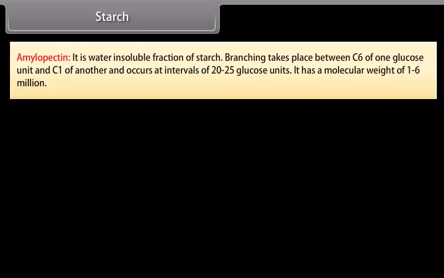Amylopectin. It is a water-soluble fraction of starch. Branching takes place between C6 of one glucose unit and C1 of another, and occurs at intervals of 20 to 25 glucose units. It has a molecular weight of 1 to 6 million.